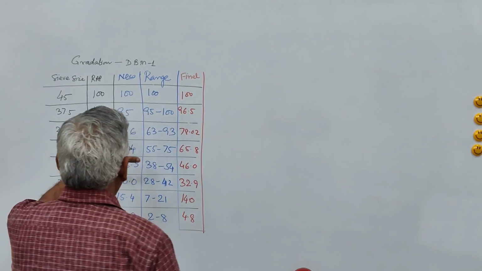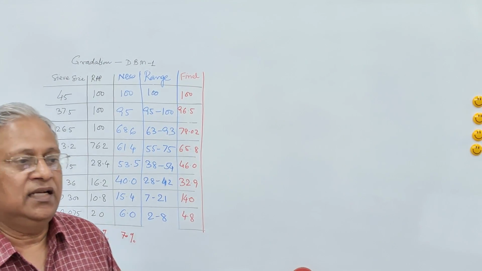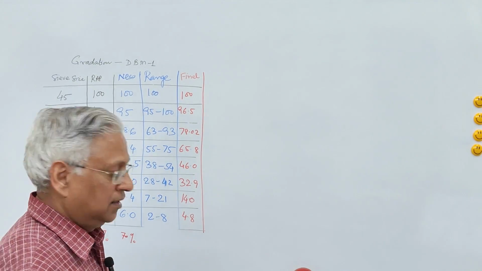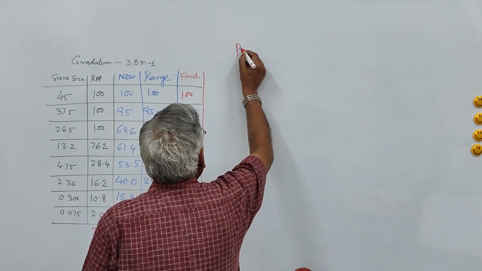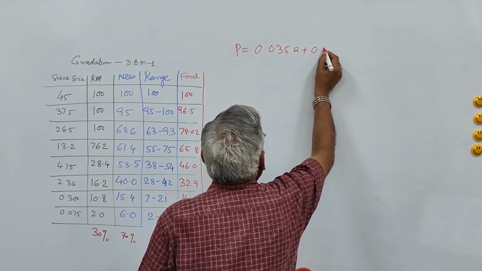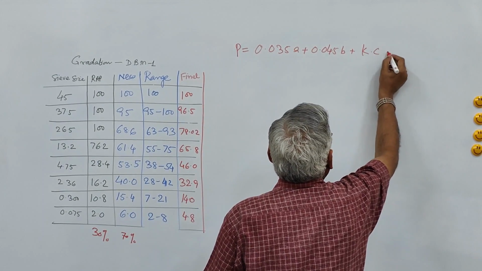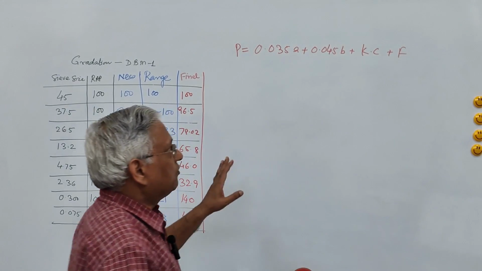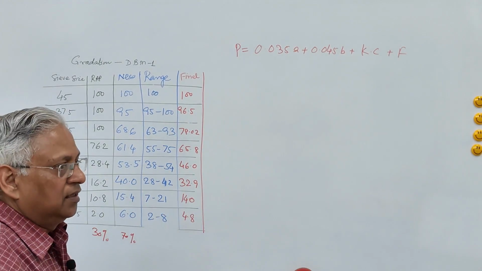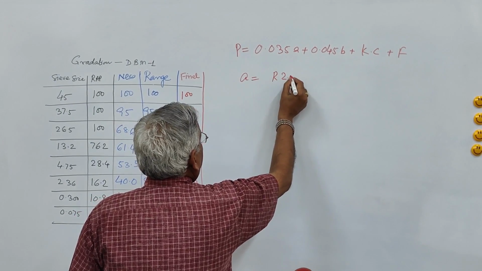Now once you obtain the final gradation of the mix, the next step is to find the approximate quantity of asphalt demand in the recycled mix, and that is calculated using this equation. P is equal to 0.035A plus 0.045B plus KC plus F. This is the equation given in MS20, where A is the percent of the aggregate retained on 2.36 size.